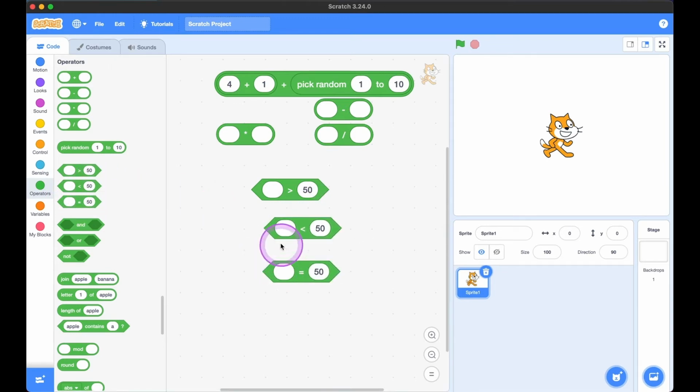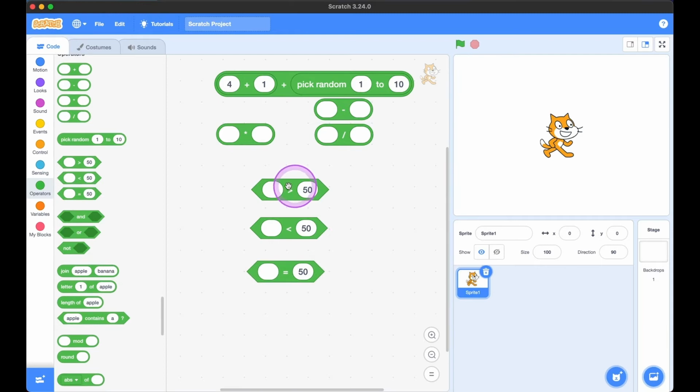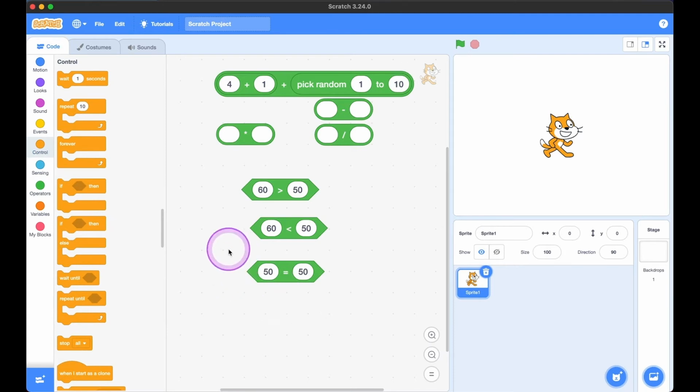Now let's look at these blocks. These blocks also give us true or false statements. So let's check and see. Is 30 greater than 50? No, so it says false. Is 60 greater than 50? Yes, that is true. Is 20 smaller than 50? Yes, that is true. Is 60 smaller than 50? False. Is 50 equal to 50? Yes, that is true. These would go inside blocks that have empty hexagons like the ones we saw in the control blocks.